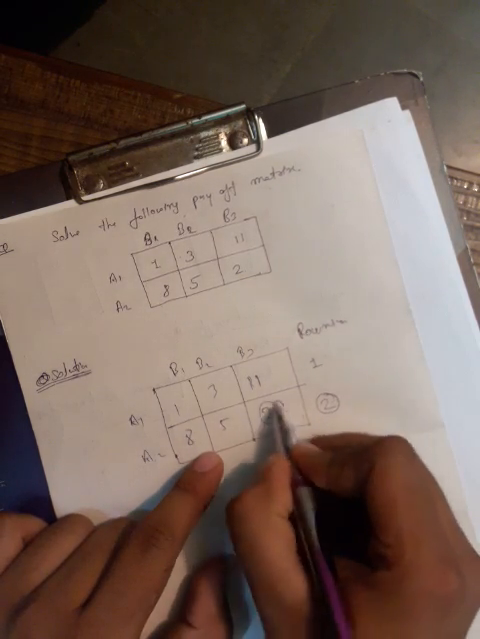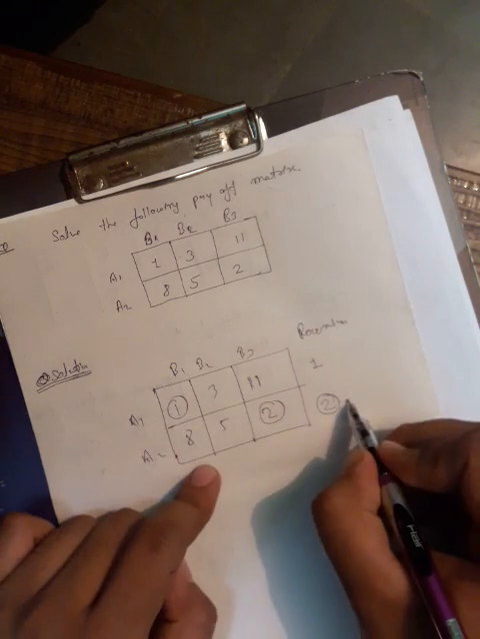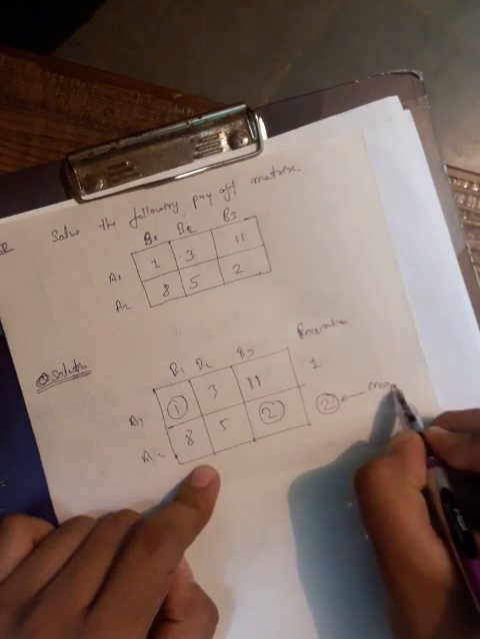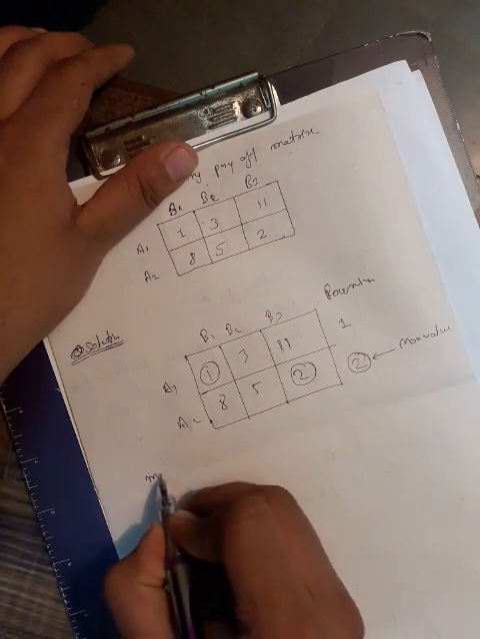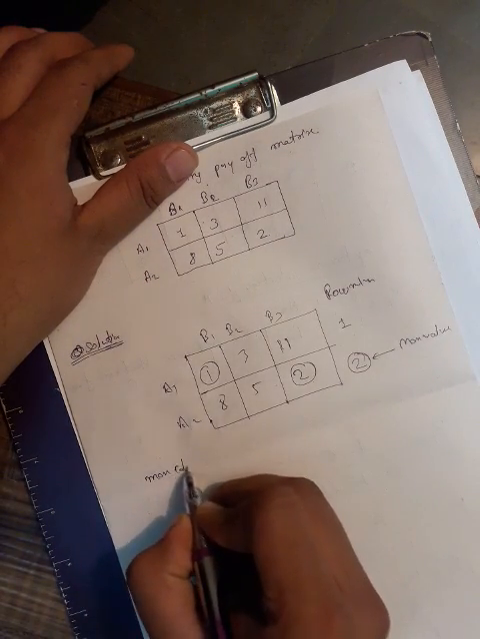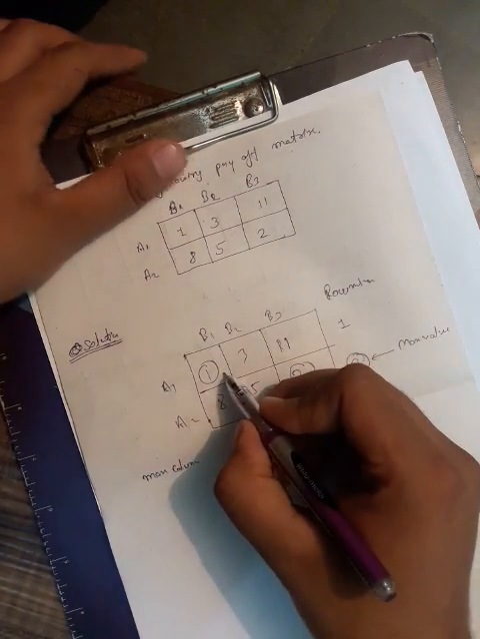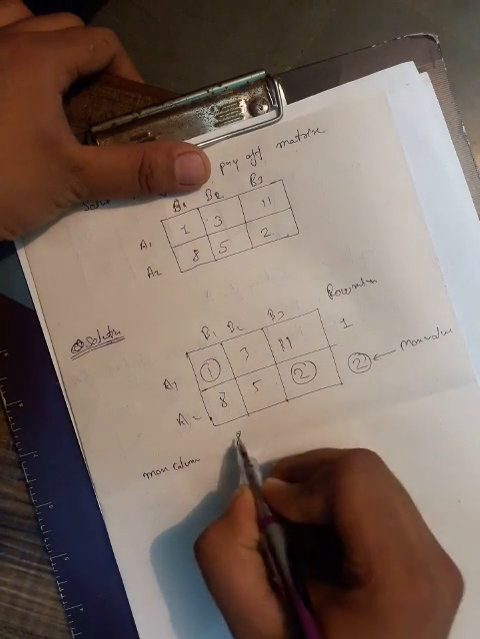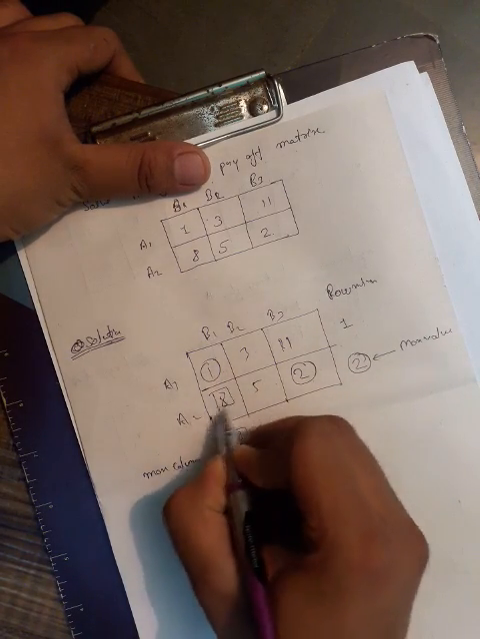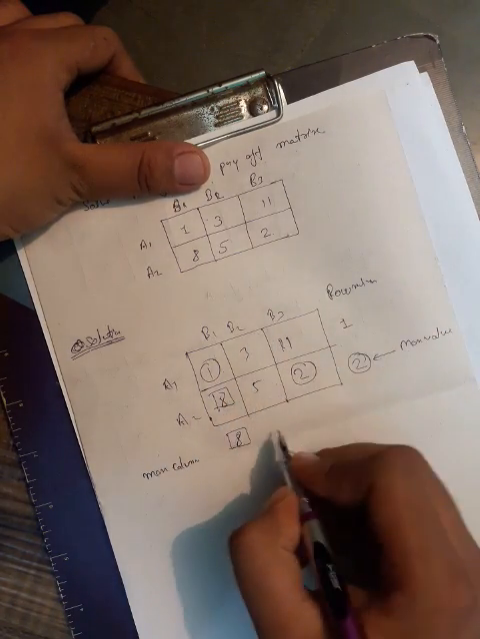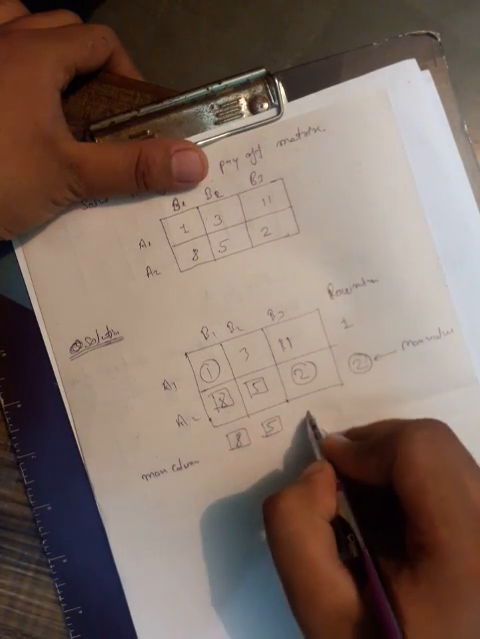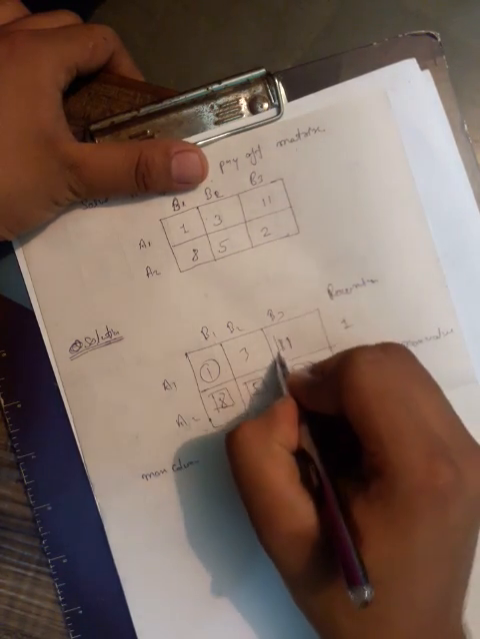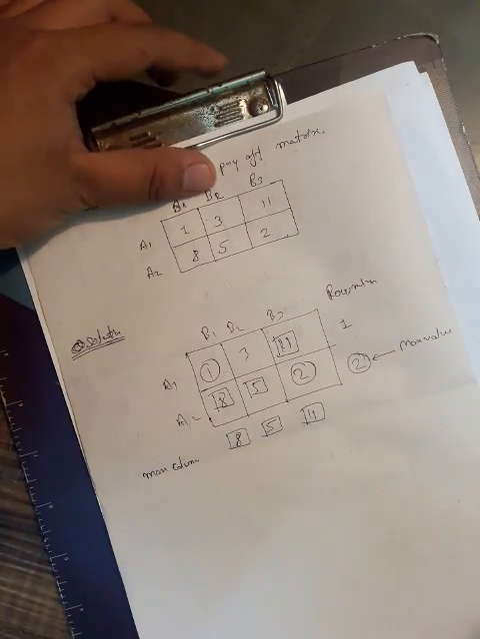And you have to circle it also. Sorry, the maximum value is this one. Now find the column maximum values. In this column you have maximum value 8. Rectangle it. In this column you have maximum value 5. Rectangle it. In this column you have maximum value 11. Rectangle it, or square it.